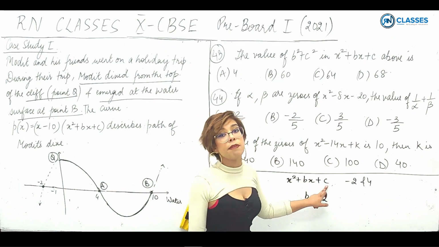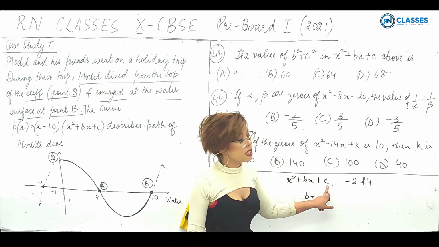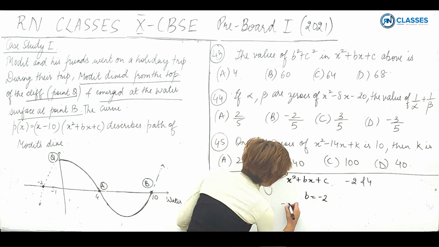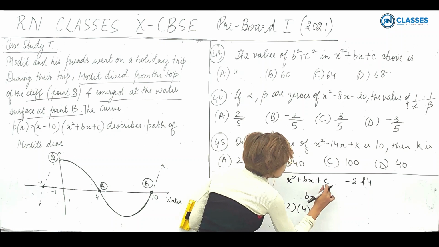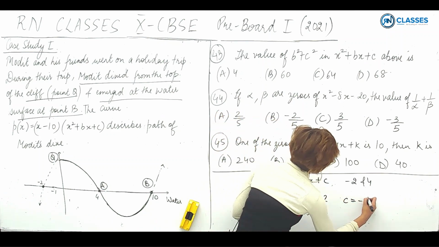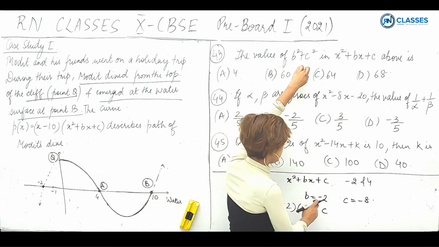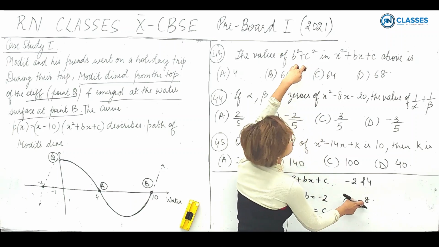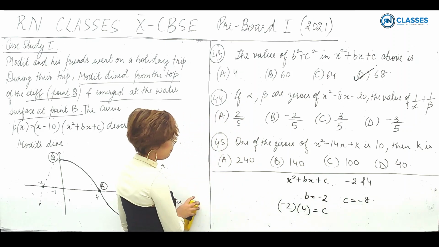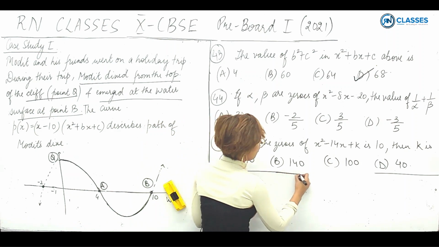Now again, c can be found out using the relationship between zeros and coefficients. Now constant term is related with the product of zeros. Now product of zeros, as in minus 2 into 4, is equal to c divided by 1. So c turns out to be minus 8. I want to know b square plus c square. So b square is 4 and c square is 64. So 4 plus 64, that is option D is the correct one. Done.